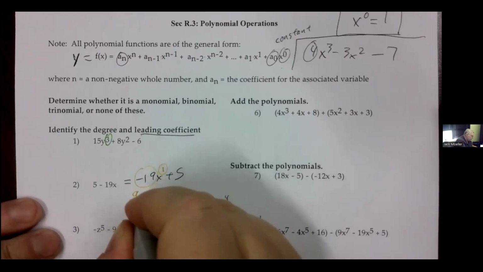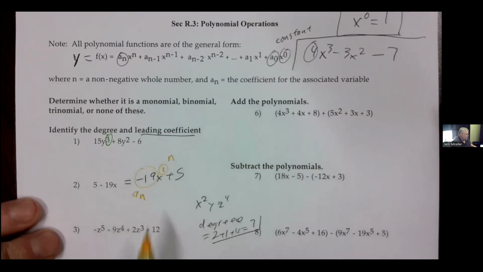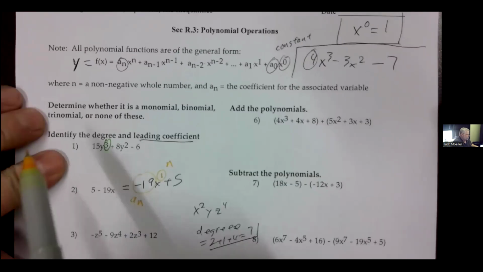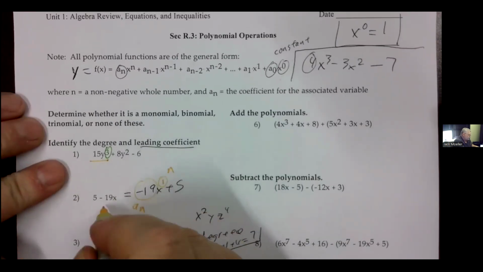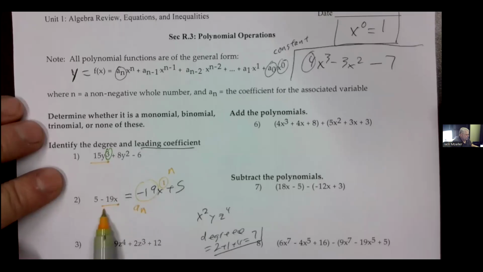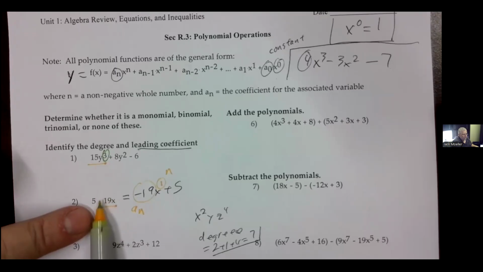So that is your leading coefficient, a sub n. Your degree is n. So you have to be careful that the leading coefficient comes from whichever term gives us the degree. So in this case, it's a positive 15. In this case, that negative goes along with the coefficient, so the leading coefficient would be negative 19.